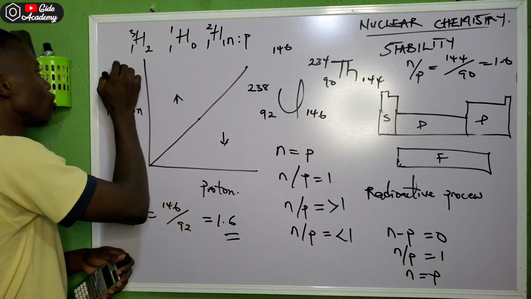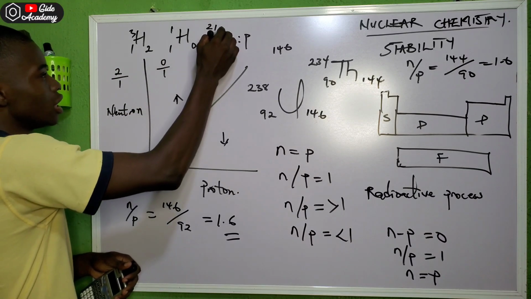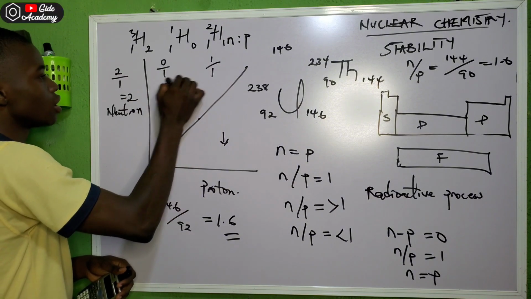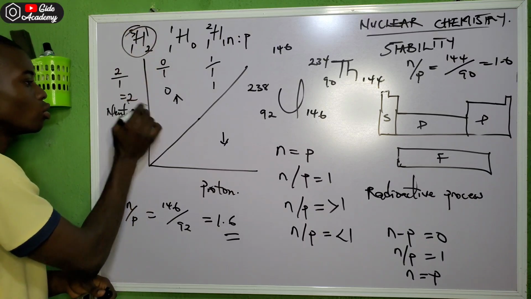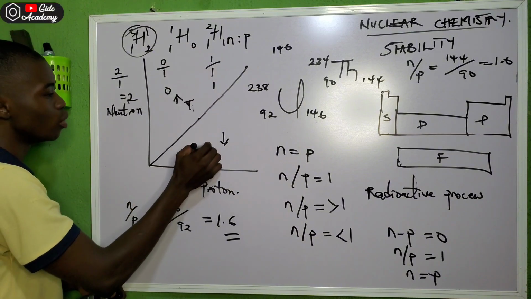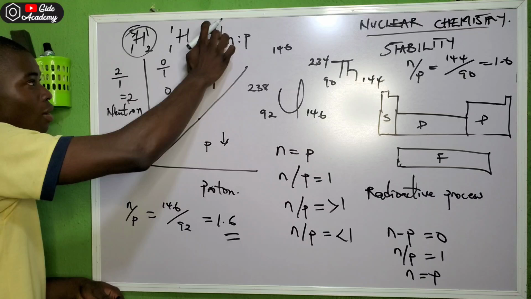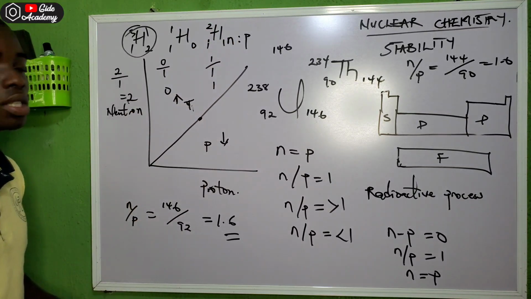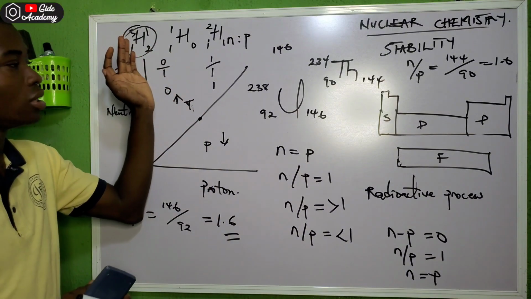Then the neutron to proton ratio here will be 2 divided by 1, here 0 divided by 1, and here 1 divided by 1. 2 divided by 1 will definitely give us 2, here gives us 0, and here gives us 1. That is to say, tritium, which is 2, will be above the stability belt. Protium, which is 0, will be below the stability belt. Then this hydrogen, our deuterium, is 1. So deuterium will be on the stability belt. That is to say, deuterium is a stable nucleus compared to protium and tritium.